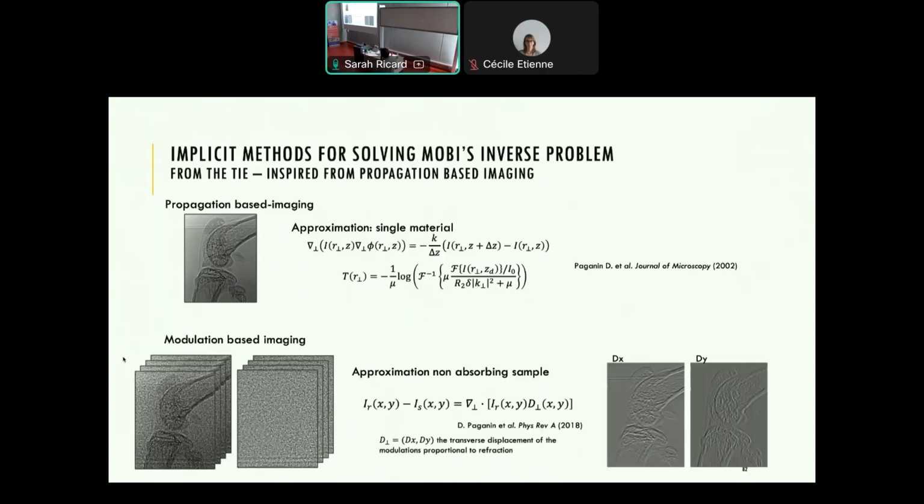We worked with David on the formulation and how to adapt this method while we don't exploit the Z, but we measure the difference between the reference and the sample image. And this goes with this equation. The hypothesis here is the difference between the reference image and the sample image. It's just the gradient of the reference image times the refraction caused by the sampling.